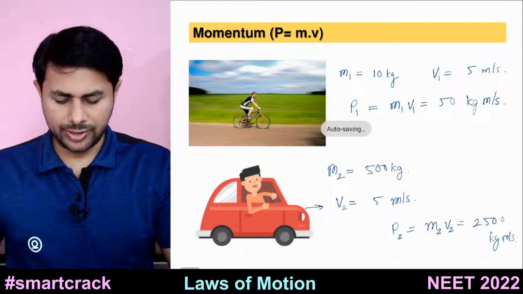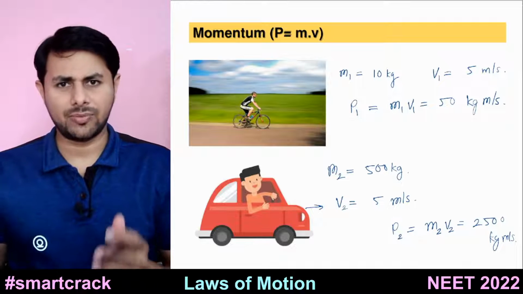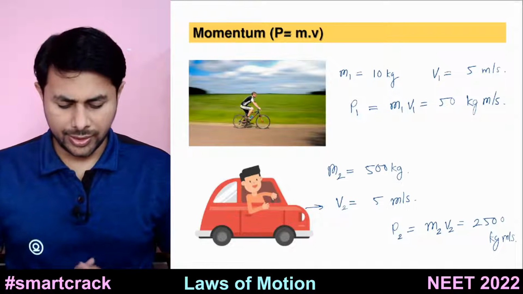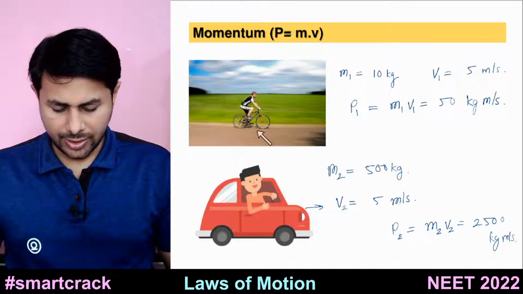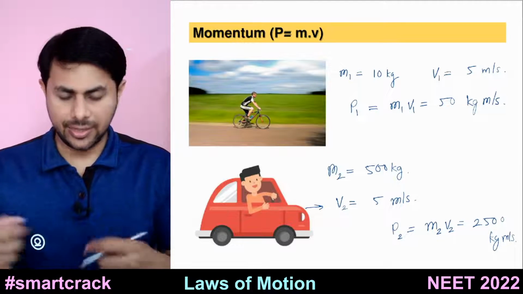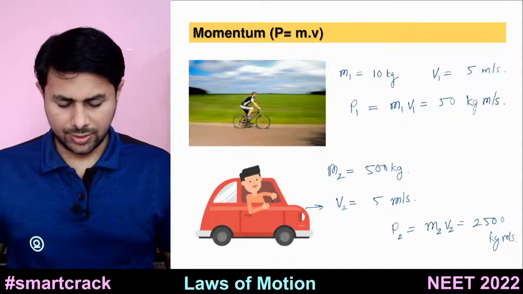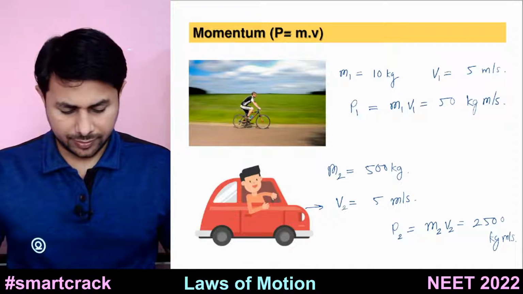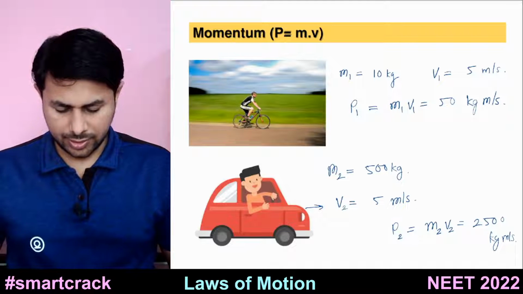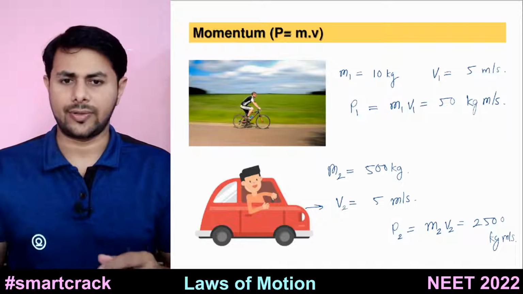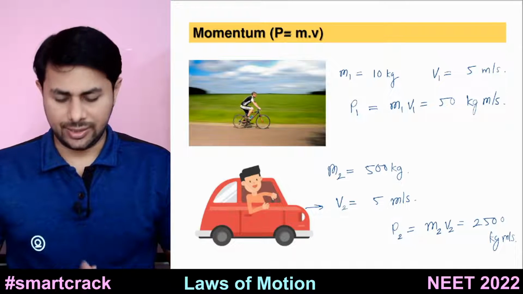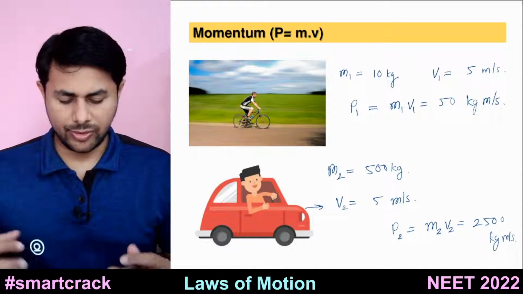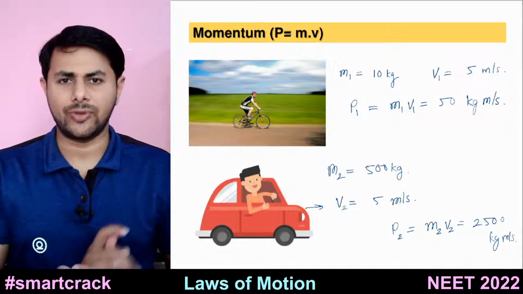This was about Newton's first law. Now let's talk about Newton's second law. Let's consider this example. Suppose you are riding a cycle, and in a second example, you are riding in a car. Now there is one quantity that we need to find out: momentum. What is momentum? It is the product of mass times velocity.